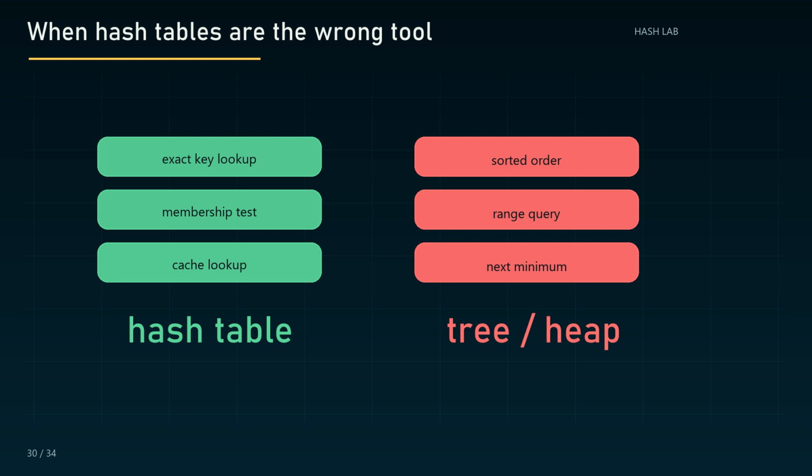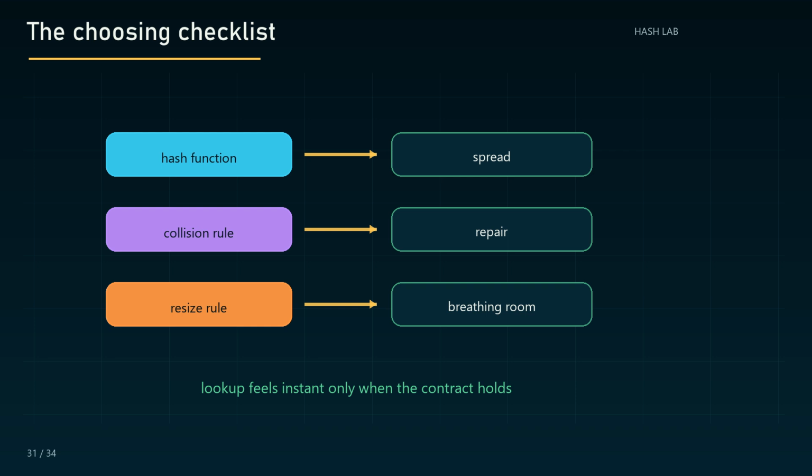Hash tables are not automatically best. They are great for lookup by exact key, but weak when you need sorted order, nearest neighbor, range queries, or repeated minimum. If order matters, a tree or heap may fit better. Use a hash table when the repeated question is, do I have this exact key, or what value belongs to this exact key? Pause when the repeated question involves order, ranking, ranges, or priority. The right structure is the one that makes the repeated question cheap.